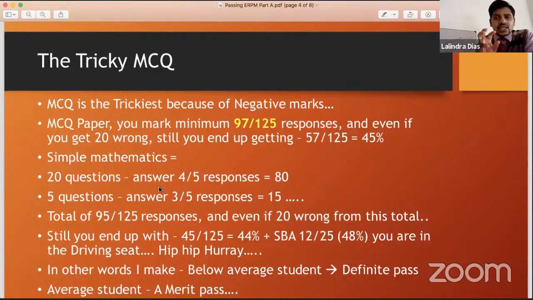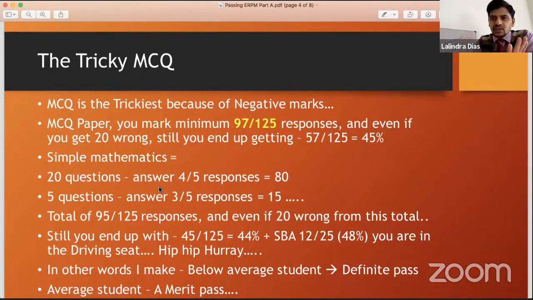So for at least 20 questions, target 4 out of 5 responses. You don't have to target every response in every question. Minimum is 4. In every question try to answer 4 out of 5. The half-hearted ones, where you are not sure and you are having doubts, leave them.